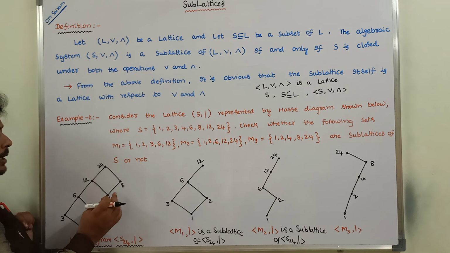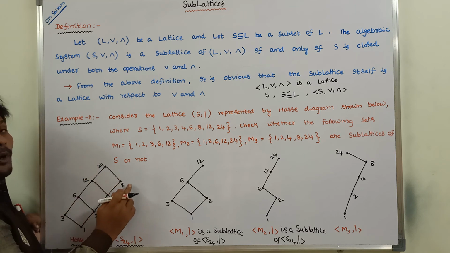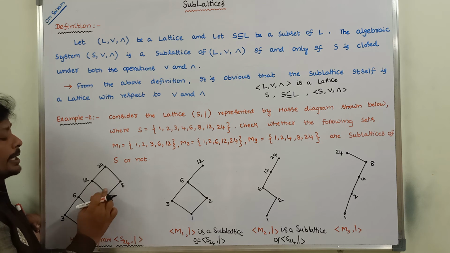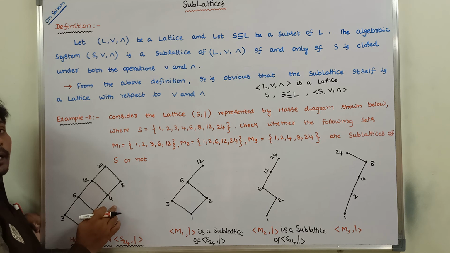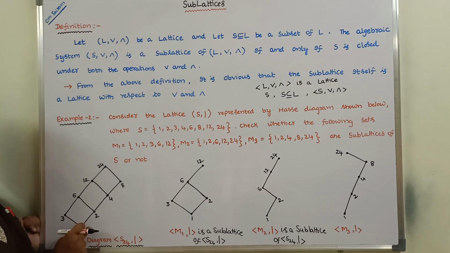Consider 8 and 24. Least upper bound is 24, greatest lower bound is 8. Consider 4 and 8. Least upper bound is 8, greatest lower bound is 4. For the pair 2 and 4, LUB is 4, GLB is 2. Next we take 1 and 2: LUB is 2 and GLB is 1.